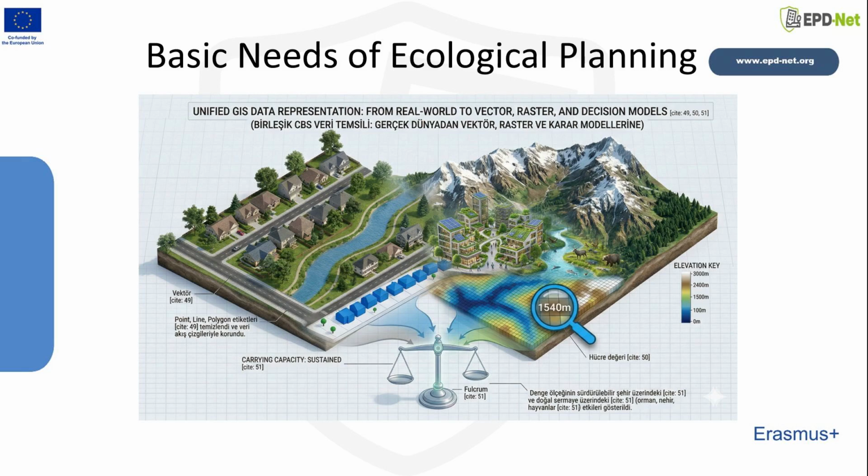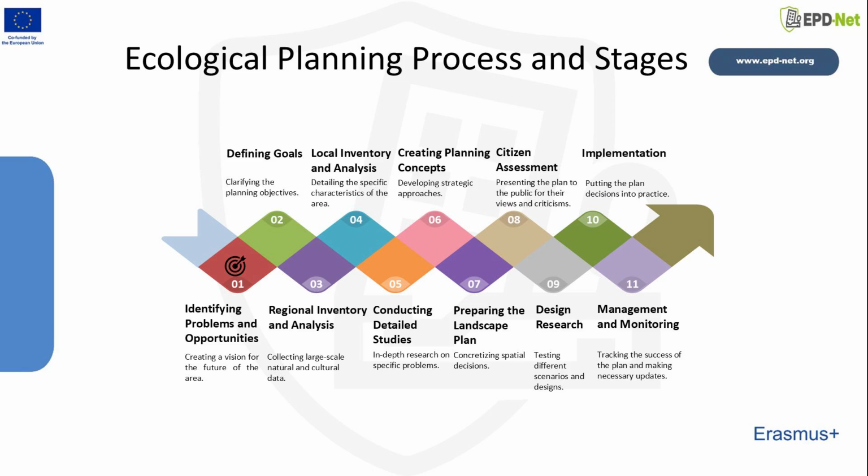The ecological planning process begins with identifying key problems and opportunities, during which the main challenges, potentials, and planning objectives for the area are defined. This is followed by local and regional inventory and analysis studies that document the natural and cultural characteristics of the area, providing a comprehensive understanding of its ecological, spatial, and socio-environmental context.